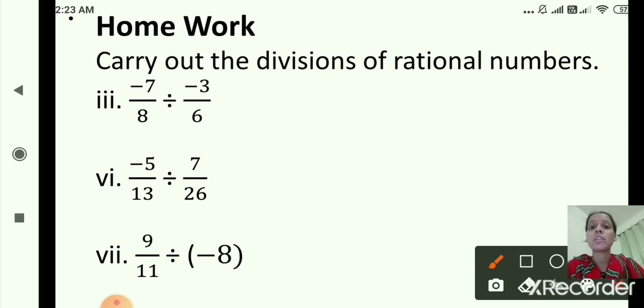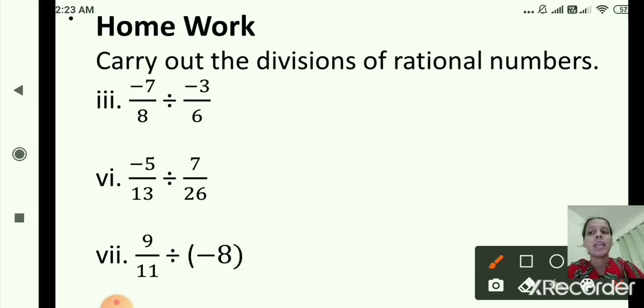Third one, that is minus 7 upon 8 divided by minus 3 upon 6. This is the third sum. Minus 7 upon 8 divided by minus 3 upon 6. Then sixth one is minus 5 upon 13 divided by 7 upon 26. And the next, that is seventh one, is 9 upon 11 divided by minus 8.